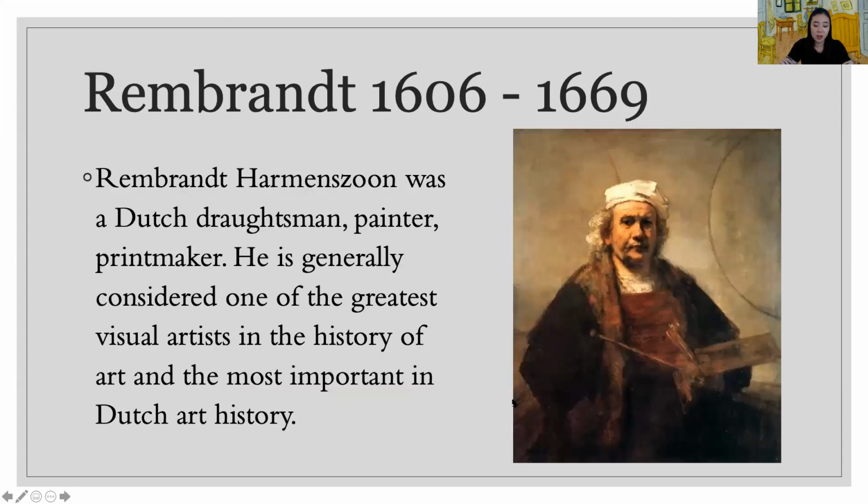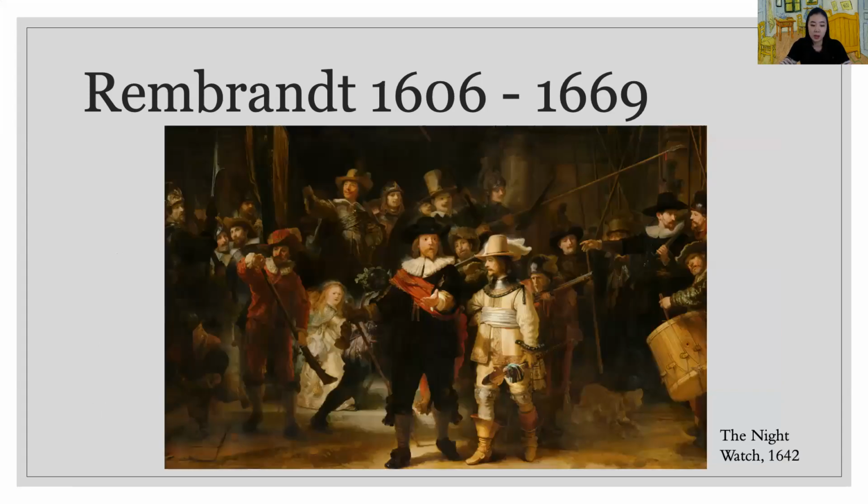And the next artist is Rembrandt. Rembrandt was a Dutch draftsman, painter, and printmaker, and he is generally considered one of the greatest visual artists in the history of art and the most important in Dutch art history. Rembrandt's largest and most famous painting was made for one of three headquarters of Amsterdam's Civic Guard. These groups of civilian soldiers defended the city from attack.